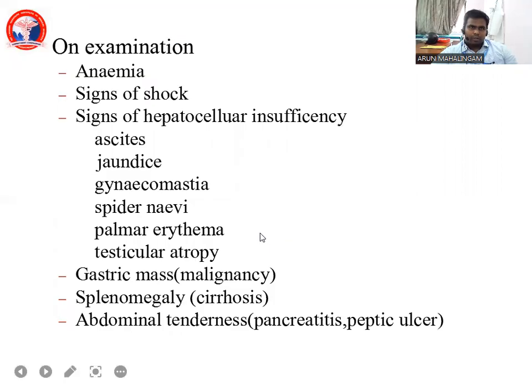On examination, the patient may have signs of anemia, signs of shock, signs of hepatocellular insufficiency, ascites, jaundice, and signs of liver cell failure like gynecomastia, spider nevi, palmar erythema, testicular atrophy. Sometimes it can present as a gastric mass, probably a malignancy, splenomegaly due to secondary portal hypertension and cirrhosis, and pancreatitis and peptic ulcer disease or a perforated gastric ulcer.